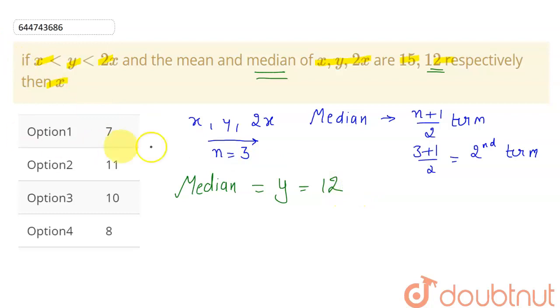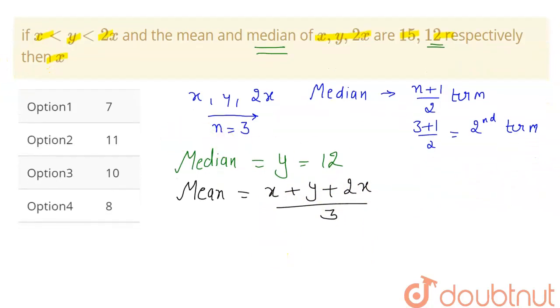Now let's calculate the mean. So mean of these observations will be given by (x plus y plus 2x) upon 3. This will be the formula for calculating mean in this question. So we can write this as x plus 2x gives me 3x, and y we have given as 12, as y is equal to 12 and median is given as 12, divided by 3. And this mean is given to us as 15. Mean is given as 15 in the question.